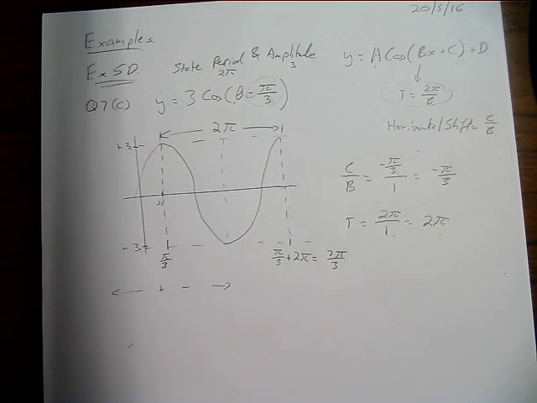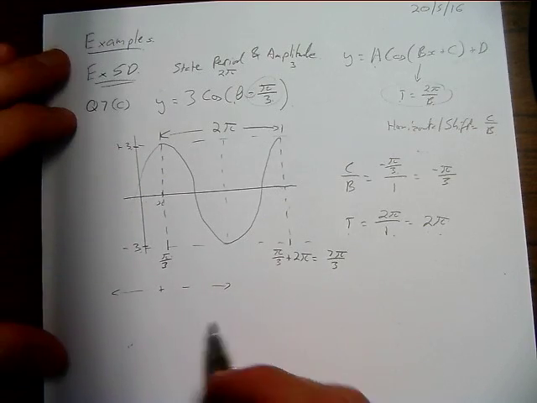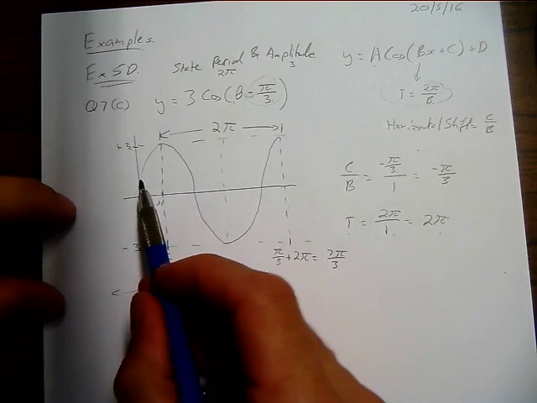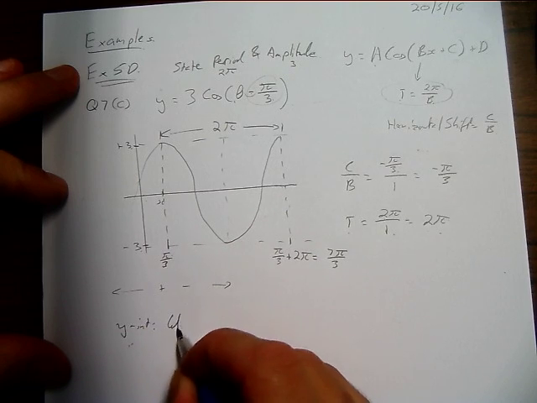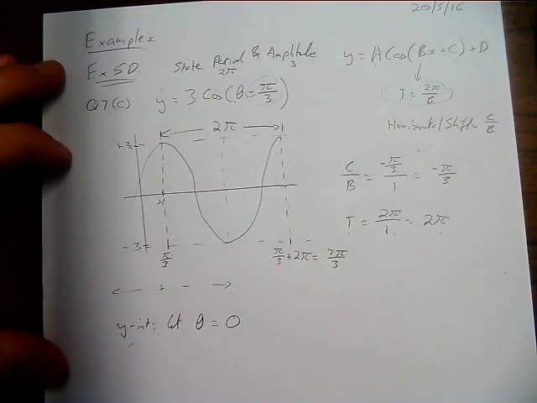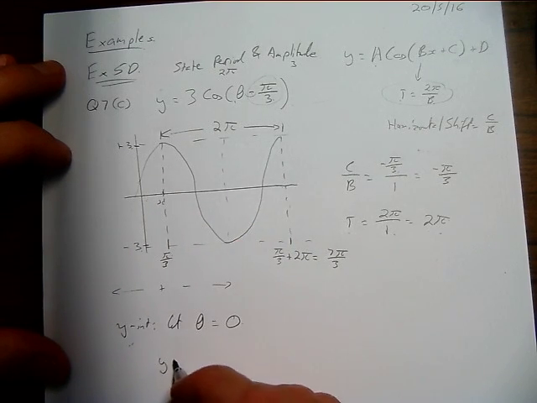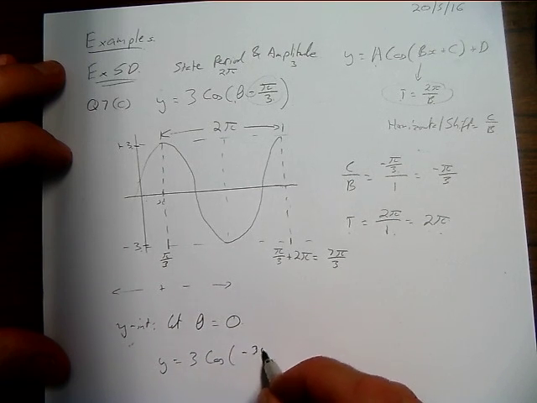Now I could, just to complete the sketch, because that's a little bit vague, let's do the y-intercept. So what's the y-intercept going to be? This is a little bit of an extension, so this is what we've been doing previously in class. So this point here is when theta is equal to 0, correct? Okay, so for the y-intercept, let theta equal 0. So we have y equals 3 cos of negative pi on 3.